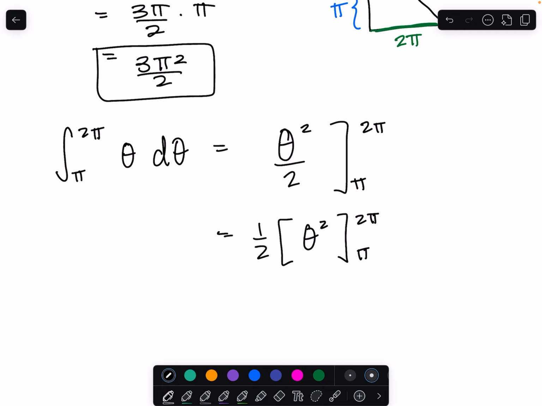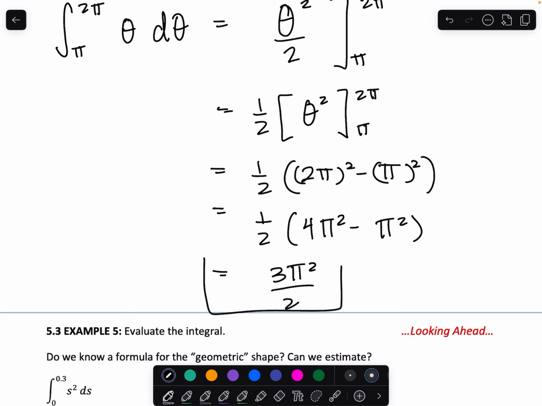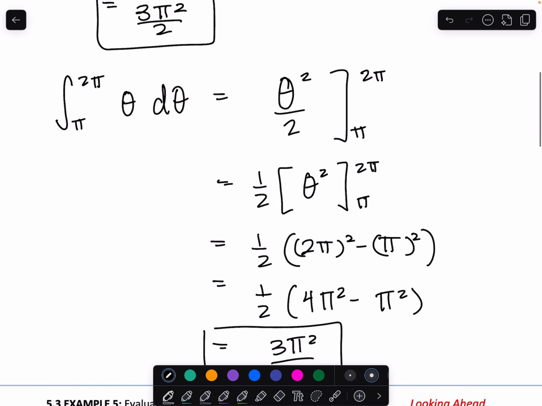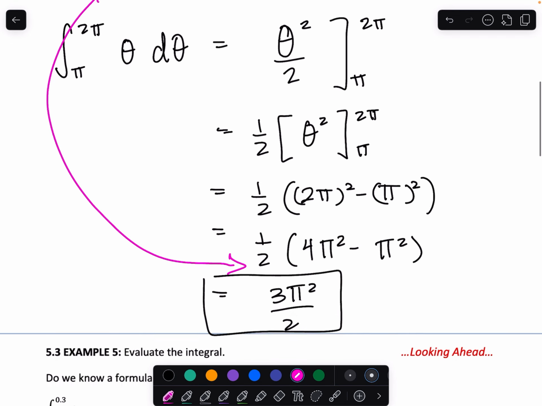I pulled that constant multiple in front, and that is 1/2 times the quantity 2 pi squared minus pi squared, which is 1/2 times 4 pi squared minus 1 pi squared, which again gives us that same answer, 3 pi squared divided by 2. So really all we're doing here is connecting the dots to the fact that the definite integral, when we evaluate it, represents the area under a curve.